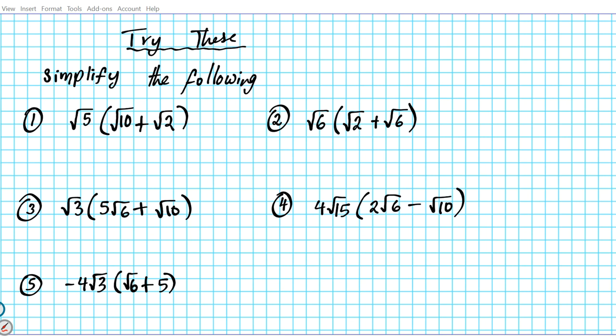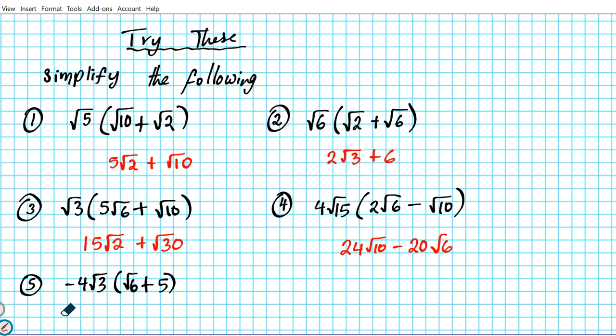All right, welcome back. Hopefully you had a chance to try these problems. Let's take a look at what the answers are. First one is 5 root 2 plus root 10. And then for number 2 is 2 root 3 plus 6. Number 3 is 15 root 2 plus root 30. And then for number 4, it's 24 root 10 minus 20 root 6. And then for number 5, it's negative 12 root 2 minus 20 root 3.